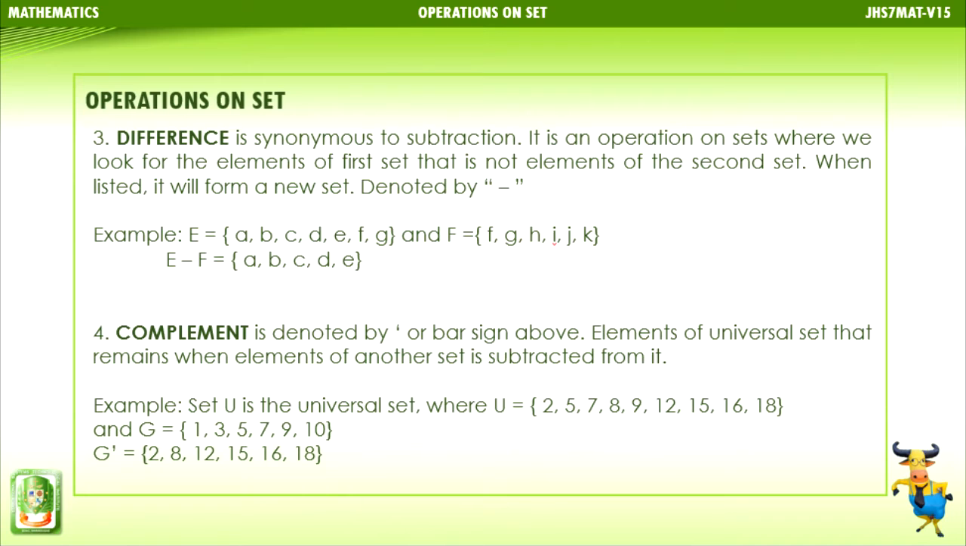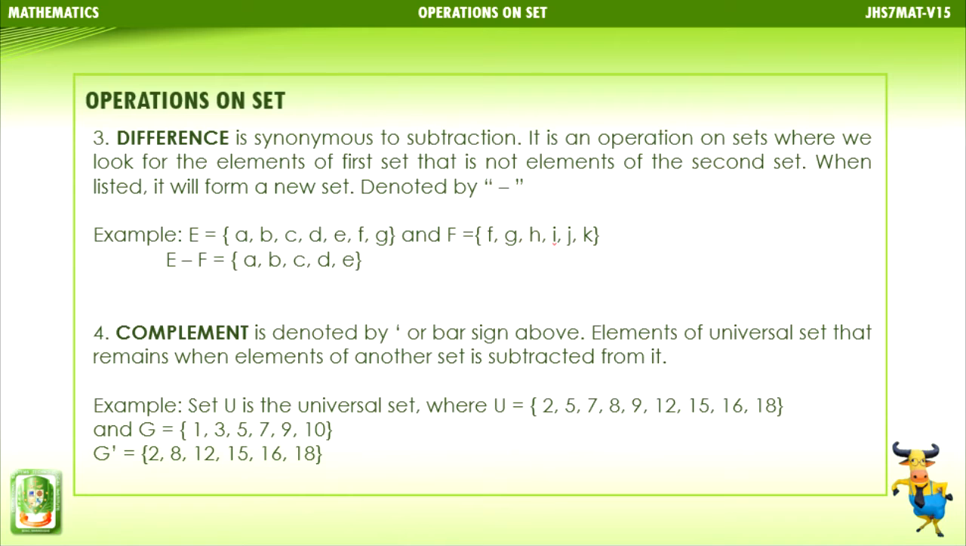Third operation on sets is difference. It is synonymous to subtraction. It is an operation on sets where we look for the elements of the first set that is not an element of the second set. When listed, it will form a new set. The operation is denoted by a subtraction sign. For example, set E contains elements of A, B, C, D, E, F, and G, while set F is a set with elements of F, G, H, I, J, and K. E difference F contains elements of E that are not elements of F, which are A, B, C, D, and E.